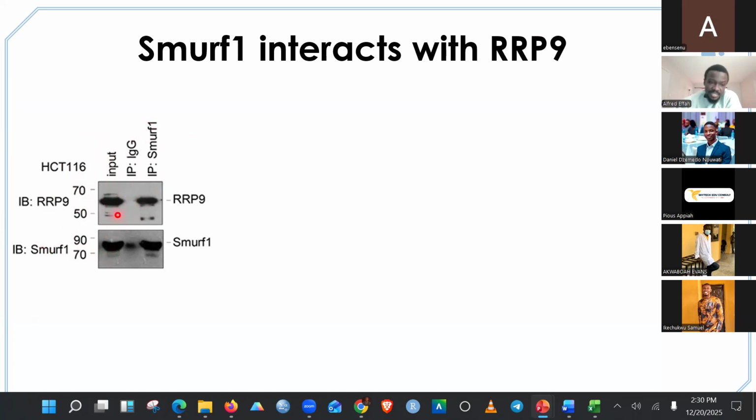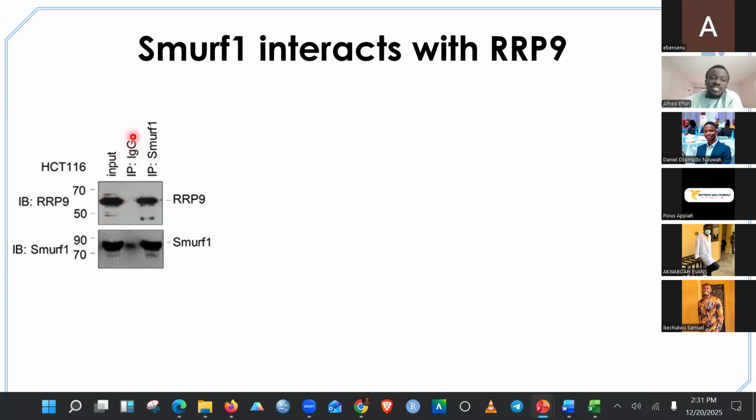So like I mentioned, this is our input. The input is coming from when you prepared your lysate. With the lysate that you have, you perform Western blot on it to see if the sample you have contains the RRP9 protein. Is it also having this? And yes, we can confirm that the two proteins we are talking about are present in the sample.